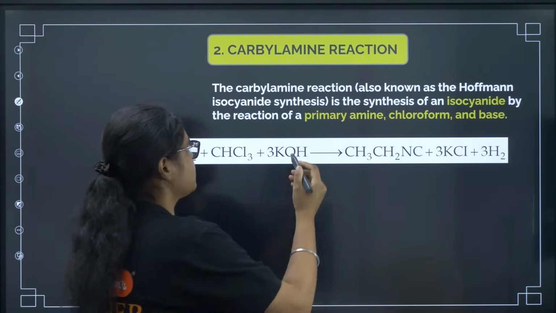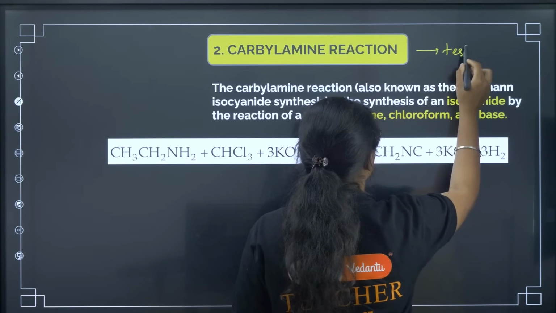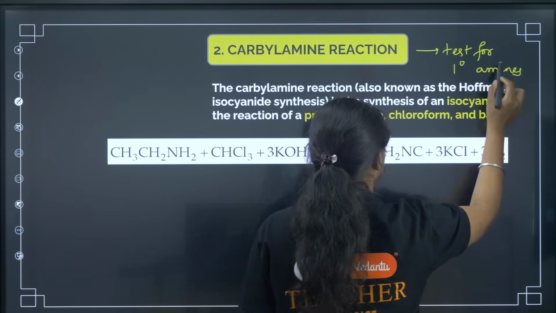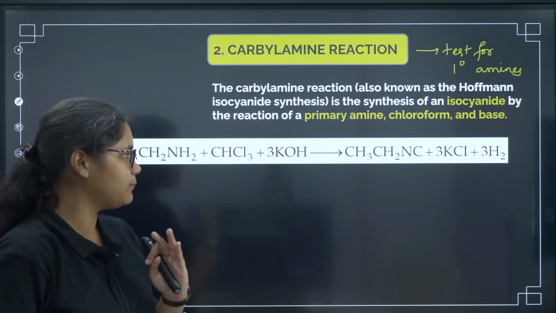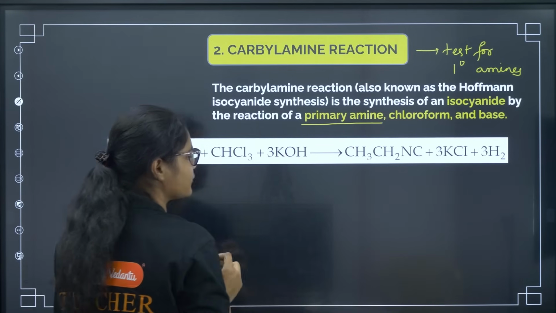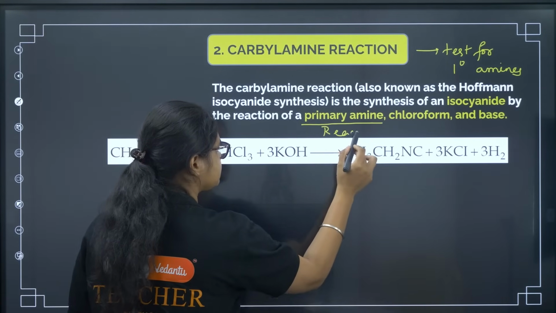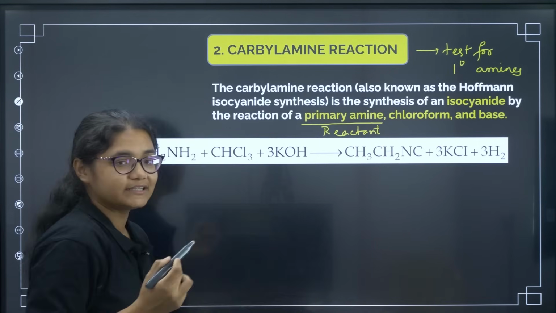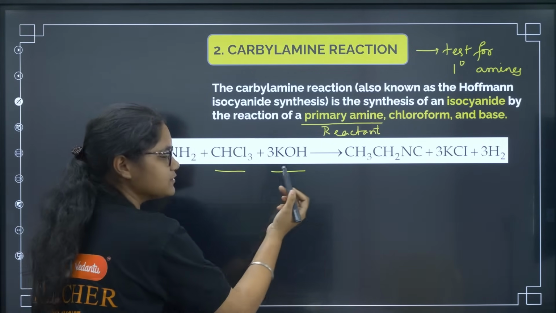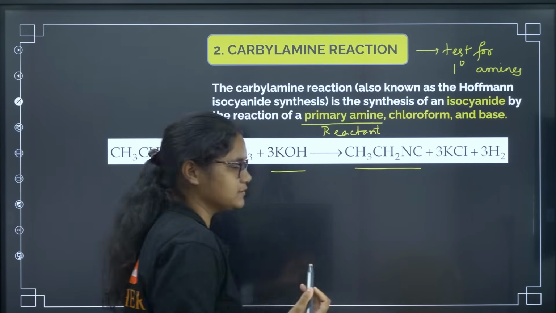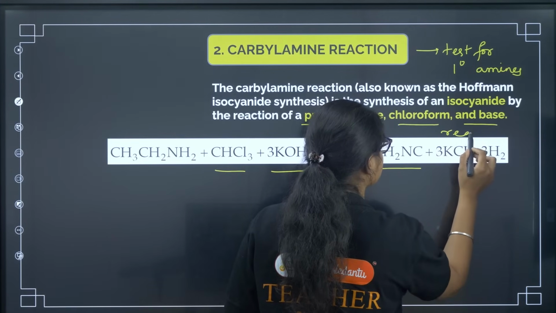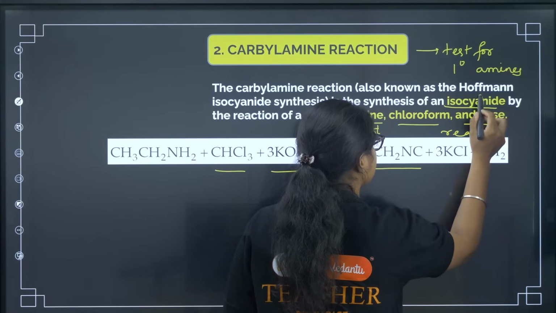What is the importance of this reaction? It is used as a test for primary amines. Only primary amines will show this reaction. Again, we will see the 3 important categories. First is your reactant, and the reactant is a primary amine. Then what is the reagent? When primary amines react with CHCl3 in presence of KOH, they give you isocyanides. That is the carbylamine reaction. So CHCl3, chloroform and base are the reagents, and isocyanide is the product.